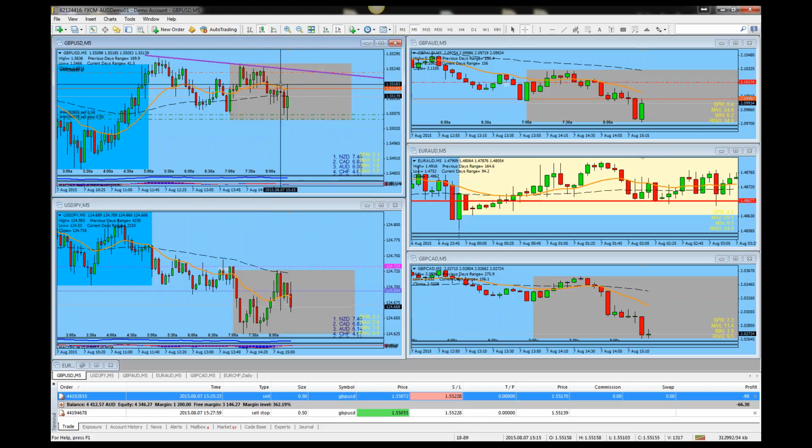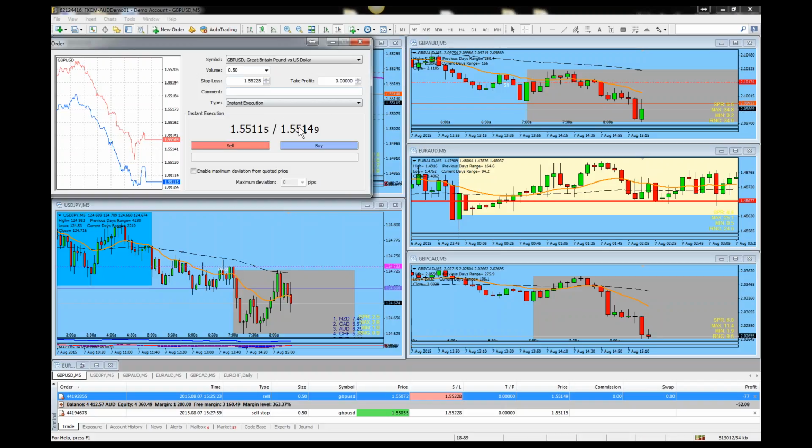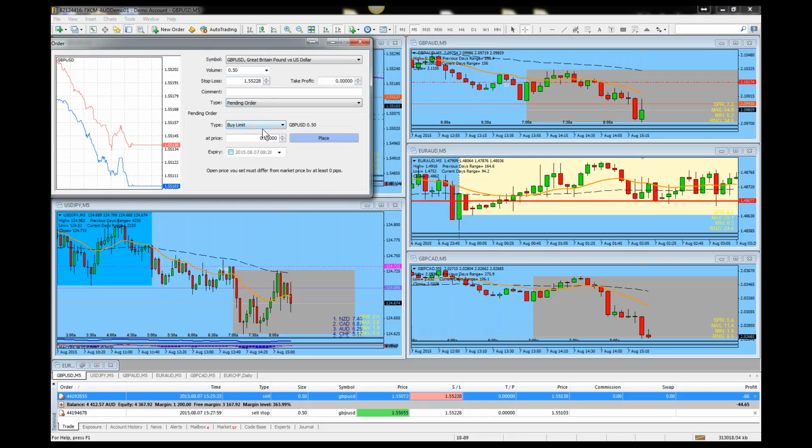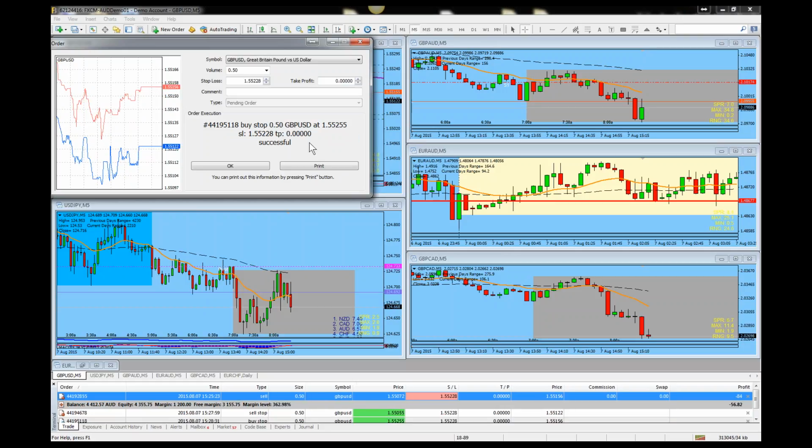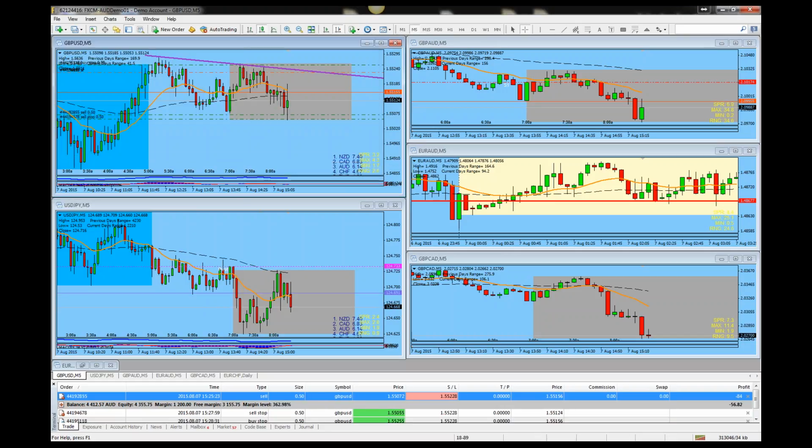Okay, that worked perfectly that time. And I want to put a buy stop at 1.55255. All right, so new order. Pending buy stop 1.55255. Place. All right, so we're pretty much ready for that.